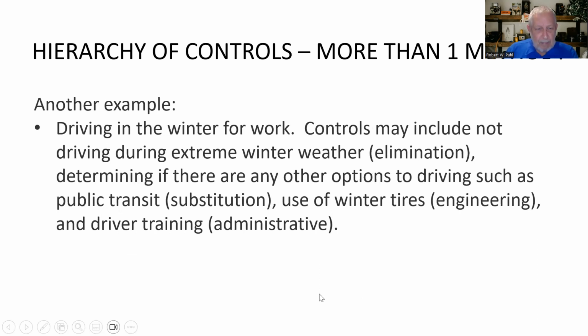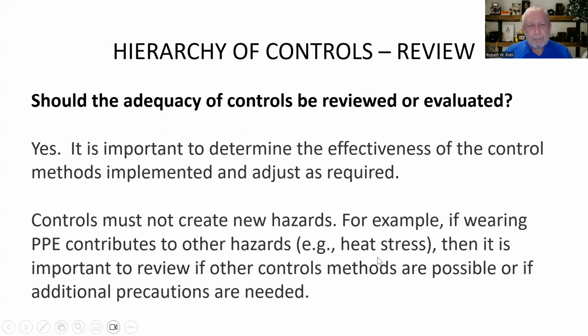Here's another example: driving in the winter for work. Controls may include not driving during extreme winter weather, elimination; determining if there are any other options to driving, such as public transportation, substitution; use of winter tires, engineering; and driver training, administrative. So there's a lot of different ones there.